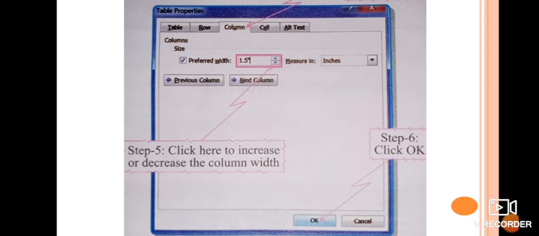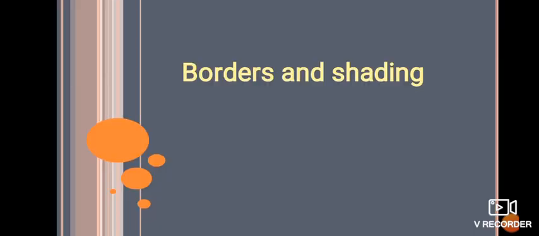Then simply click the Column tab. Then select the preferred width that you want and use the scroll arrow to increase or decrease the column width. Alright, then simply click OK. Okay, it will increase your column width. Clear? Very simple steps, you can do it.